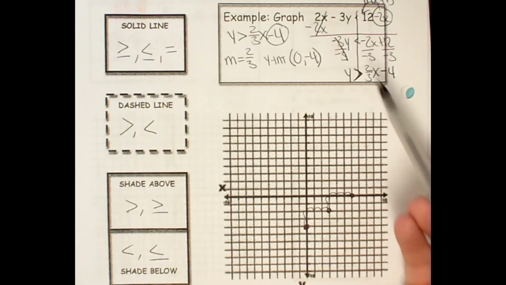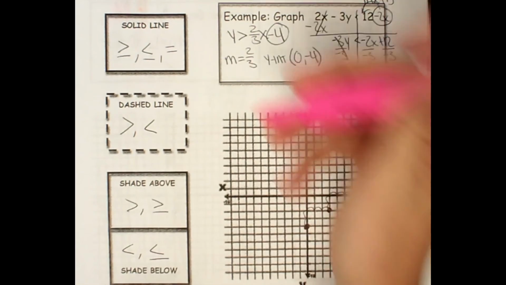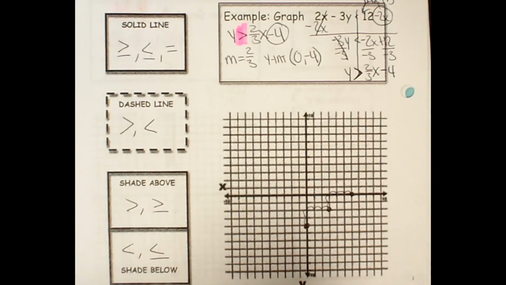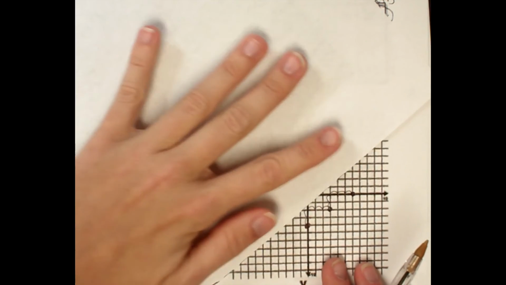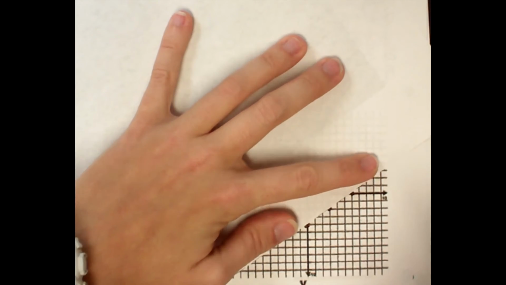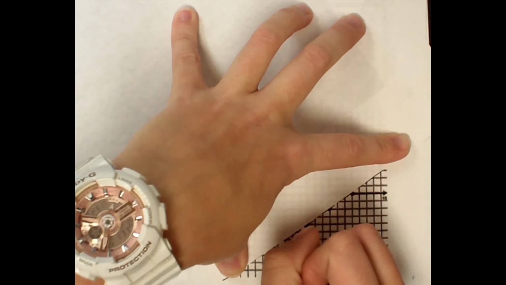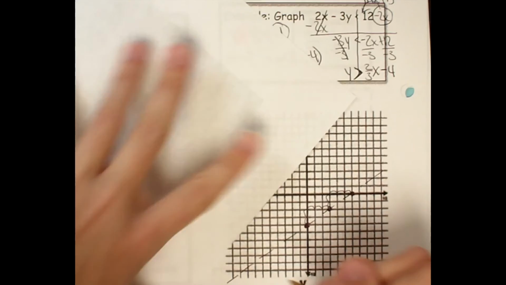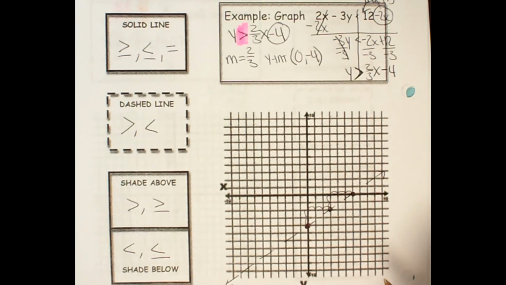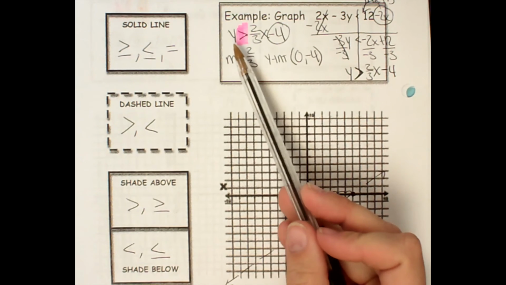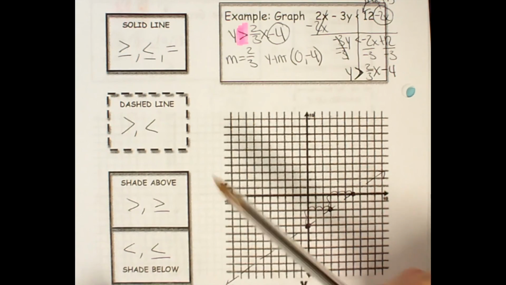Now let's look back at our symbol. Are we going to connect them using a solid line or a dashed line? Well, if we look, our symbol is the greater than symbol. Greater than is connected by a dashed line. So using some sort of straight edge, such as your ruler, connect your points. Put your arrows on the end. And then, do we shade above or do we shade below? Well, it's a greater than symbol. So looking at our notes, we're going to shade above.